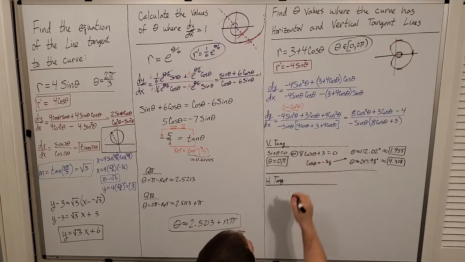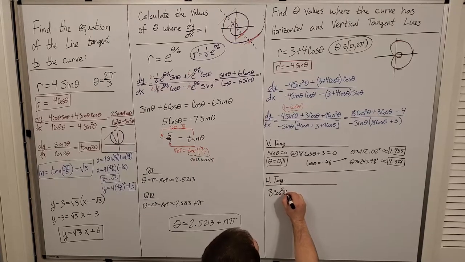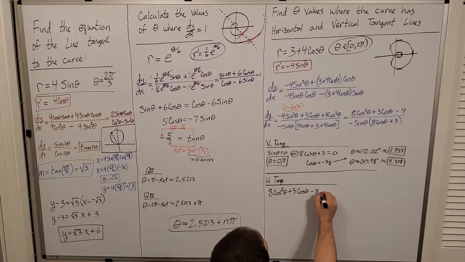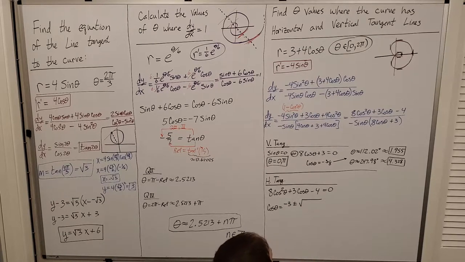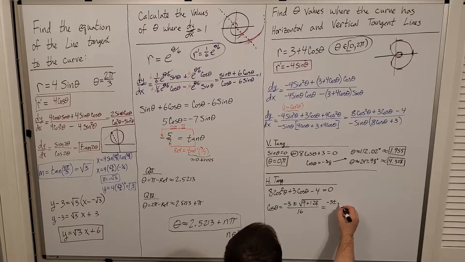Horizontal tangents are going to happen when the numerator is 0. 8 cosine squared theta plus 3 cosine theta minus 4, which is a quadratic in cosine theta. So, of course, what I'm going to do is the quadratic formula. That's going to give me negative 3 plus or minus the square root of 3 squared is 9 minus 4 times 8 times negative 4. So basically 4 times 8, 32 times 4, right, 128, over 2 times a. 2 times 8 is 16. So what I'm getting is that cosine theta is equal to negative 3 plus or minus the square root of 137 over 16.